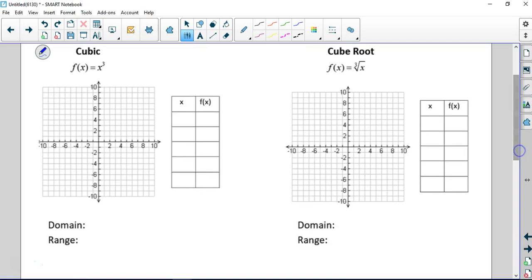All right, more function families. Cubic. I'm going to put -2, -1, 0, 1, 2. These will work because you can get these numbers. So -2 times -2 times -2 is, remember, -8. Negatives in groups of odd numbers are always going to be negative. Negatives in groups of even numbers will be positive because every pair of negatives makes a positive. So -1 is going to become -1, 0 is 0, 1 is 1, and 2 is 8. So I'm going to put -2, -8, -1, -1, 0, 0, 1, 1, and 2, 8. And I have a snake.